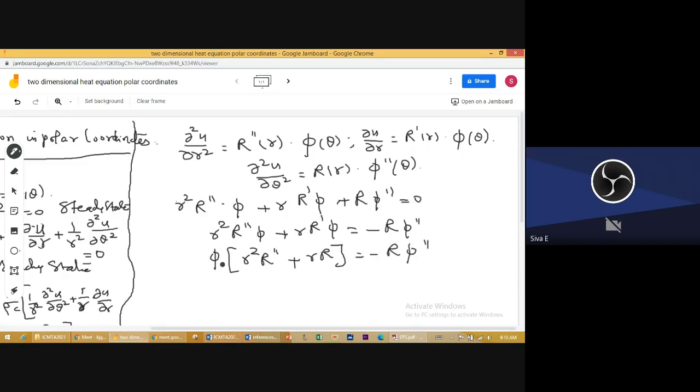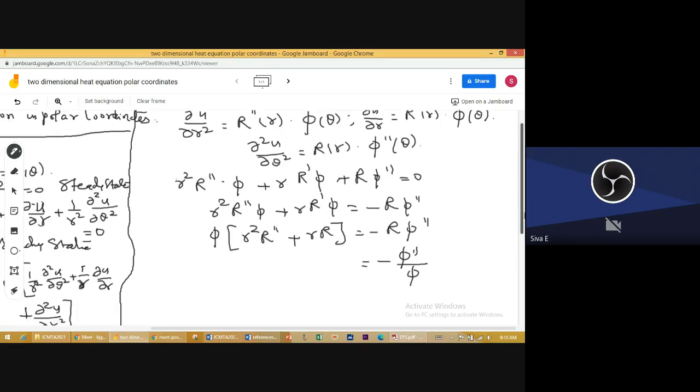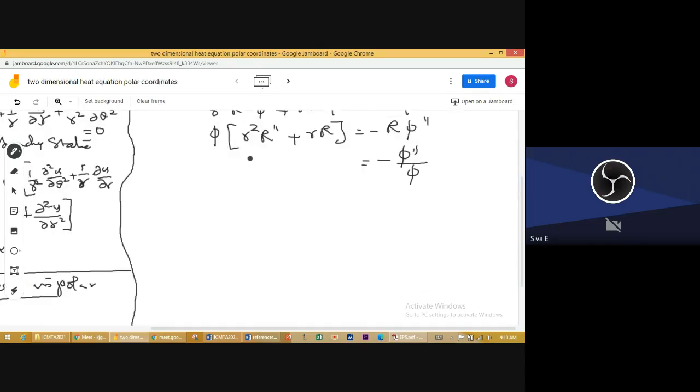In the next step, cross multiply with pi here. Then minus pi double dash by pi equals r square R double dash plus r R dash, divided by R, equating to some constant k.